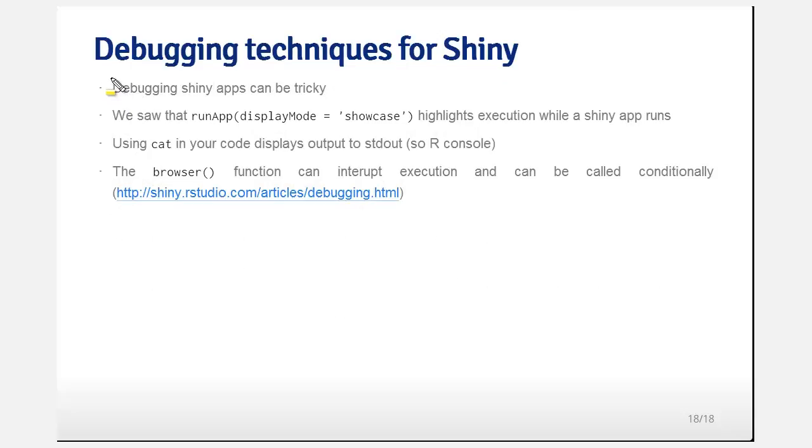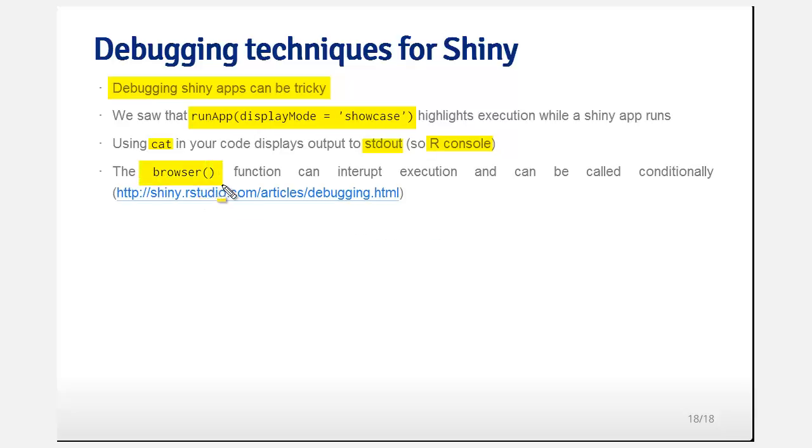So some debugging tools. Let's talk about debugging tools. Debugging Shiny apps is kind of annoying because it's sort of not a core part of R. It's sort of built on top of R. So I actually find this display mode equals showcase incredibly useful. And you can use the cat function, just like the C programming language function cat. It just displays text at standard out, so the R console in this case, usually, if you're running runApp from the R console.